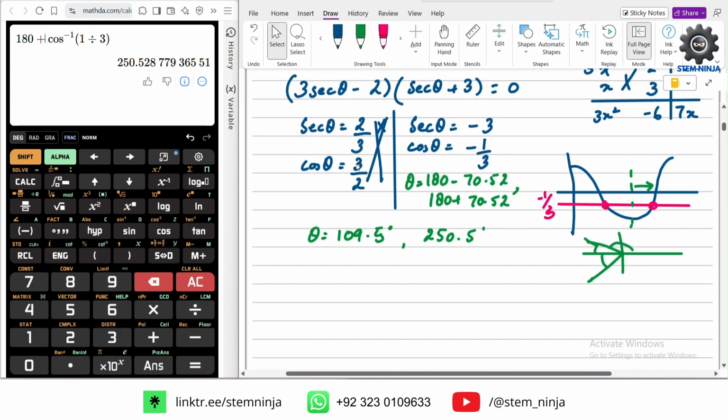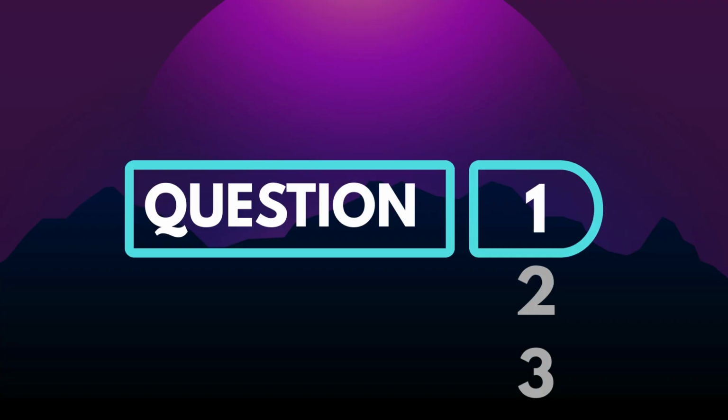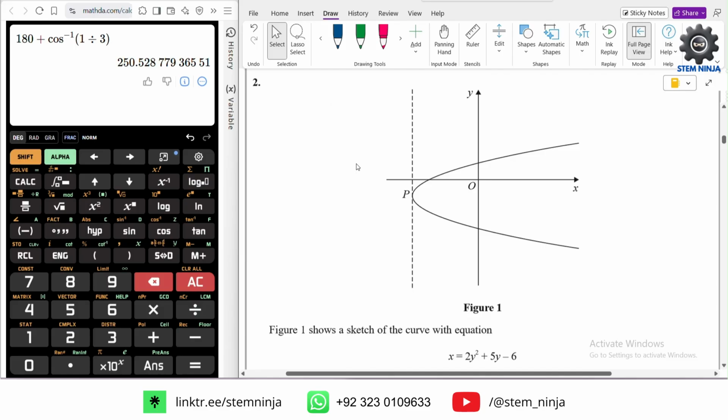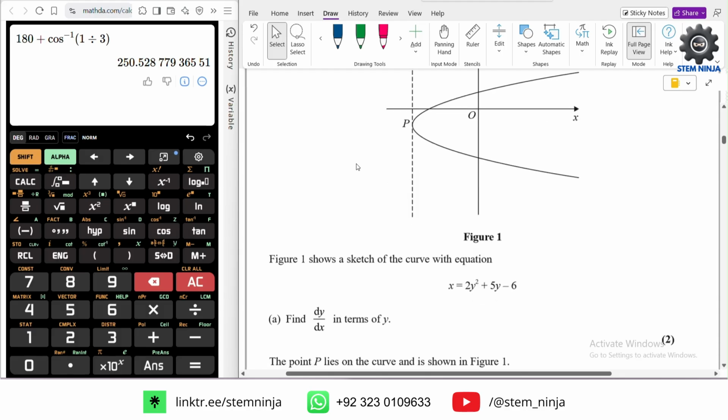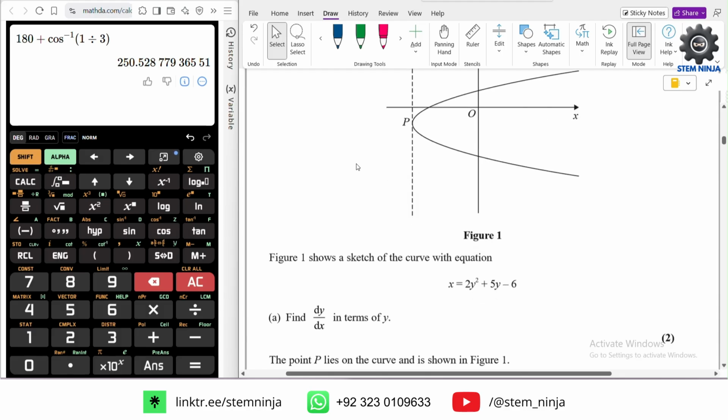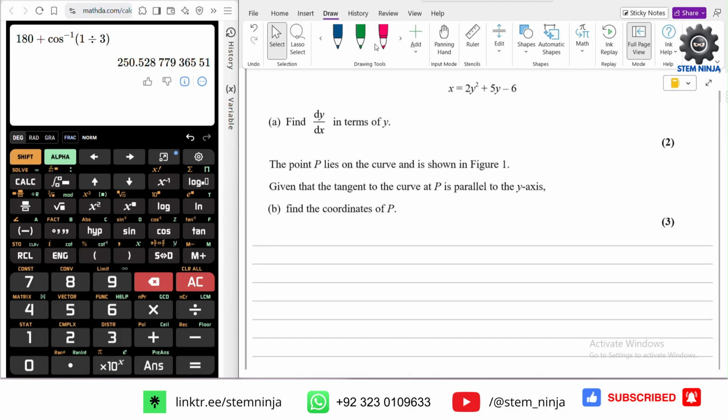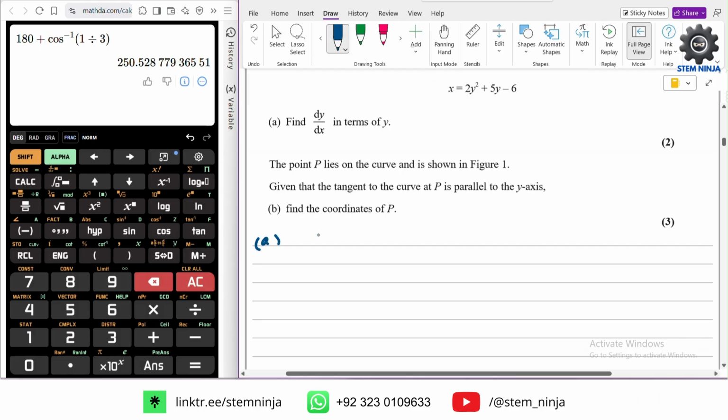Let's move on to question number 2. Figure 1 shows the sketch of the curve with equation x is equal to 2y squared plus 5y minus 6. Find dy by dx in terms of y. So what we can do over here is we can start by taking dx over dy of 2y squared plus 5y minus 6.